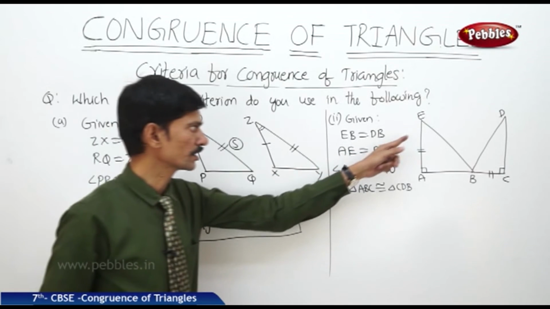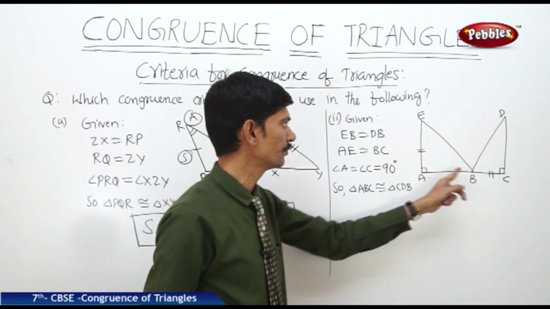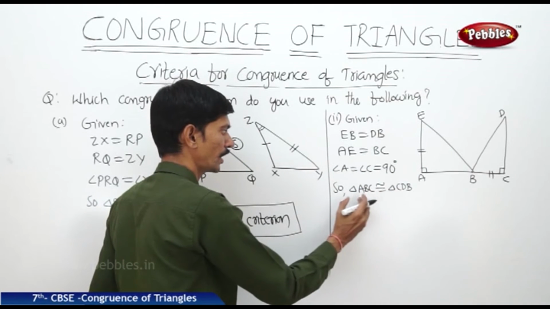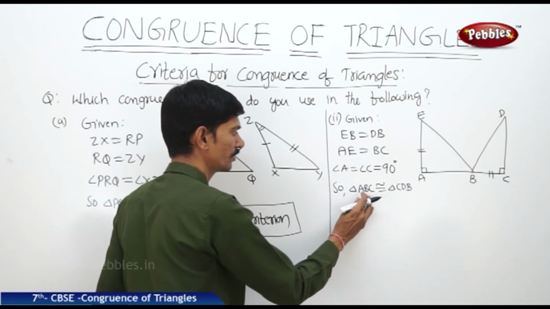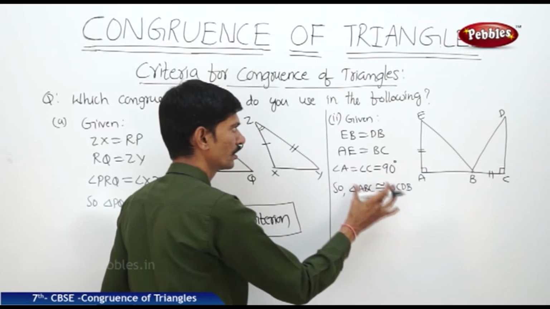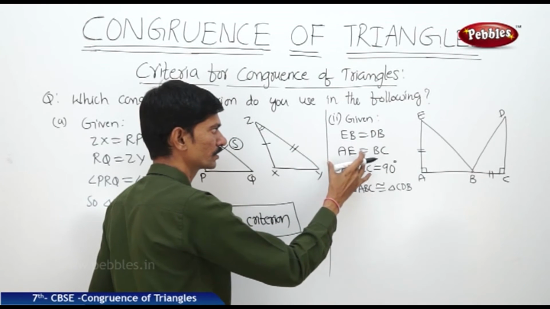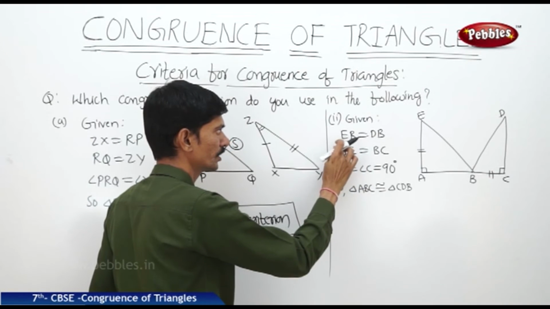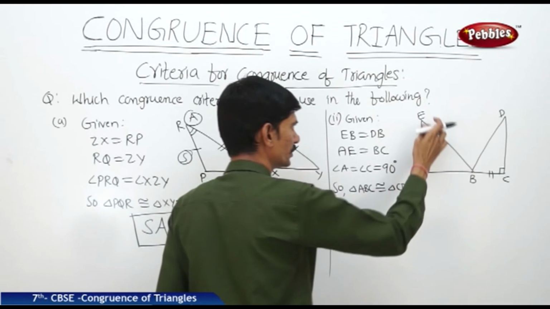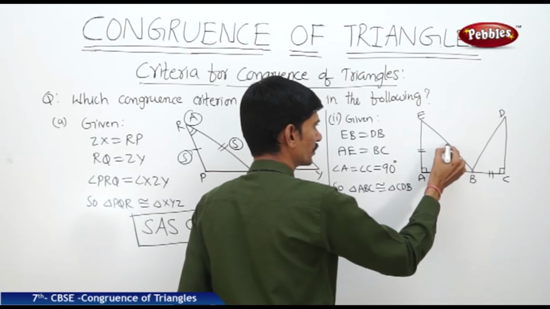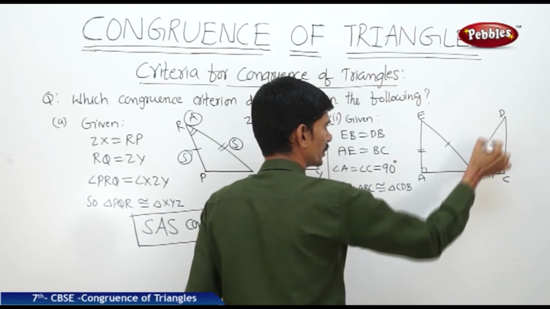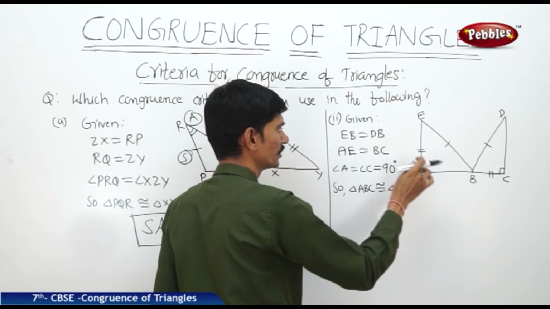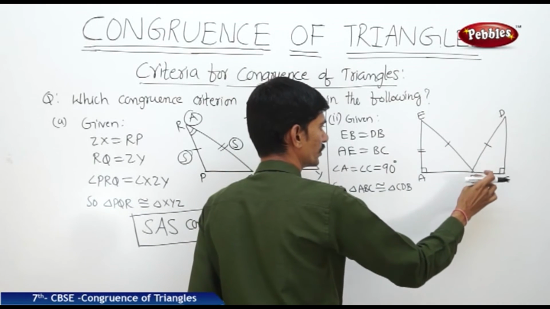Here the two triangles are triangle EAB and triangle DCB. These two triangles are congruent. It is also given triangle ABC is congruent to triangle CDB. Now what are the corresponding congruent parts? Let us see the given corresponding congruent parts. EB equals DB, then AE equals BC.